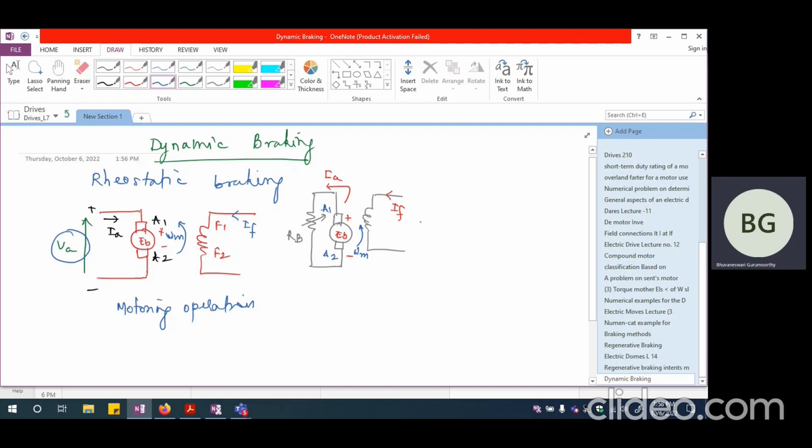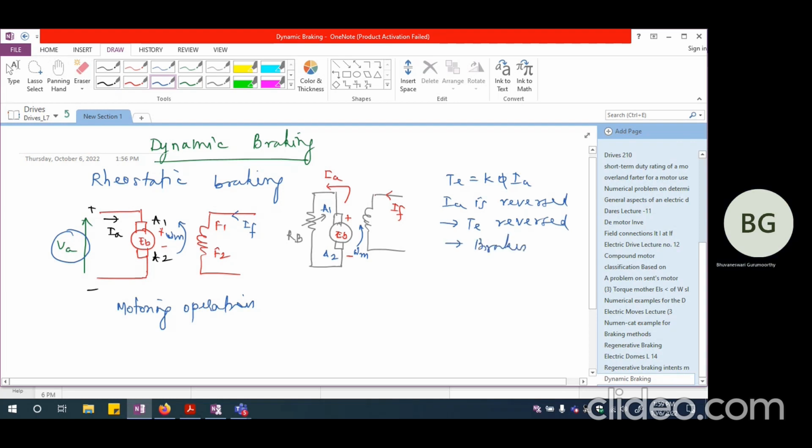So if I look at the torque, it is going to be K phi multiplied by IA. IA is reversed, so I am going to have TE reversed, which means this is braking. So this is dynamic braking operation for the separately excited DC motor drive.